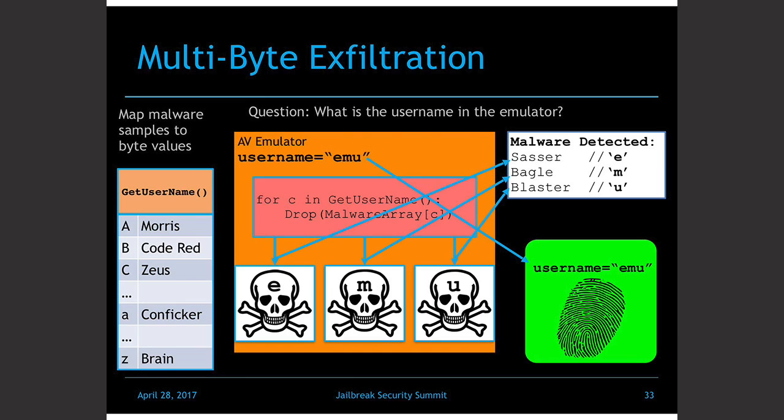So now we have that fingerprint, EMU, that uniquely identifies this particular AV emulator. We can now write malware that looks for username EMU and then chooses not to run if it sees it.